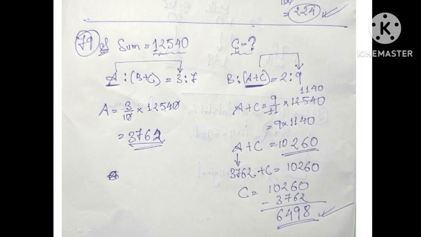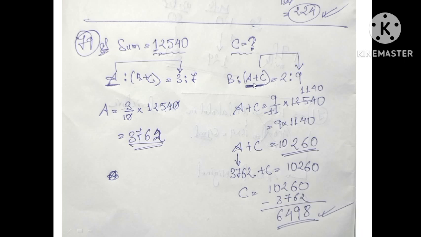Why? Because the question is asking you to find the share of C. If we only need C, we need to find A and A plus C, because if we know the value of A plus C and the value of A, we will know the value of C also. Let us find the value of A plus C first.